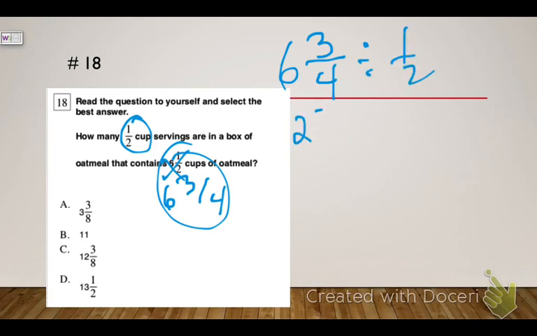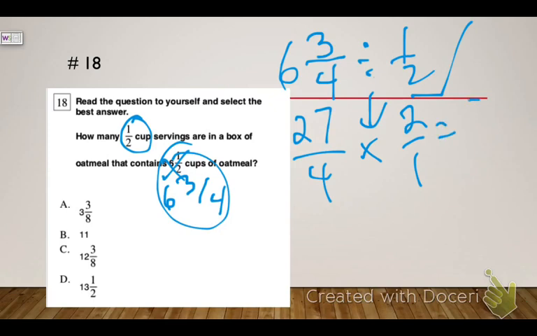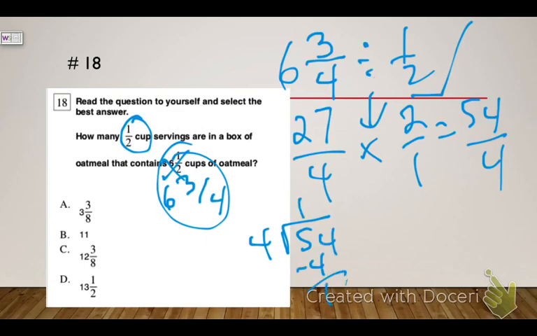So we have 27/4 times, now I can write the reciprocal, keep, change, flip, 2/1, or 54/4. And we got 3 3/8. I'm still not quite sure how we got there. But that's okay, because you can take 54 divided by 4, and it will go 3 times.